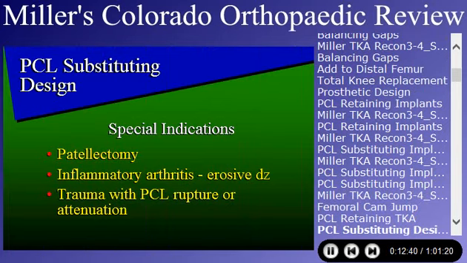Whereas if you take out that patella itself, you lose that force, so there's a little bit more subluxation. That cam and post won't let you do that. So patients with patellectomies get posterior stabilized knees. I guarantee you that will be on the boards.